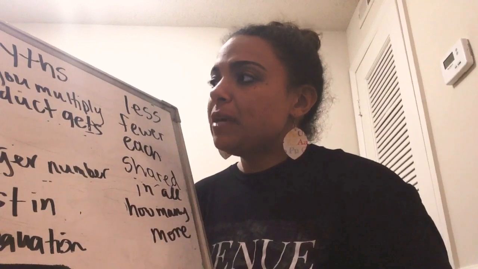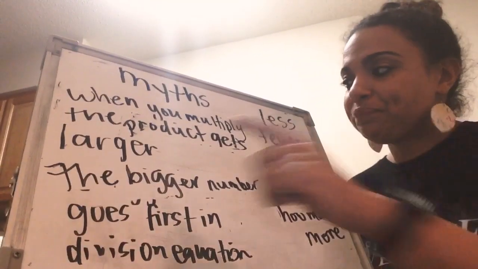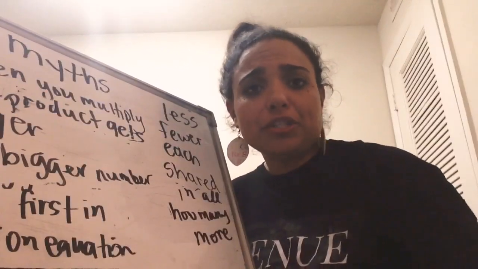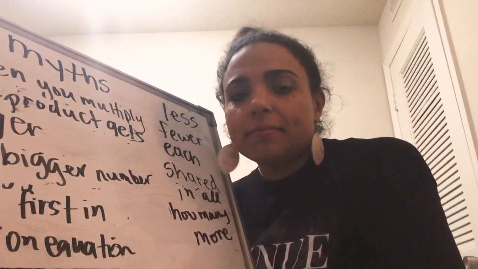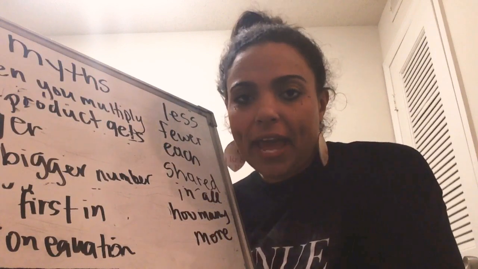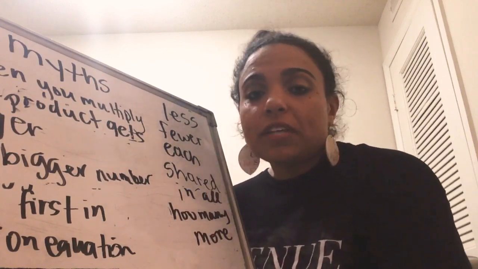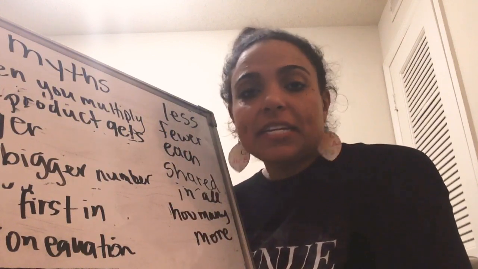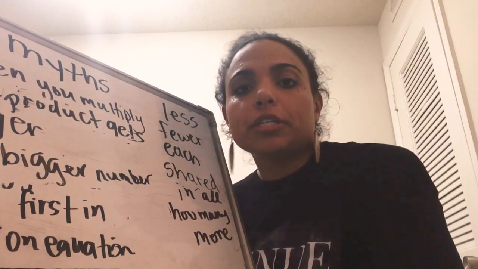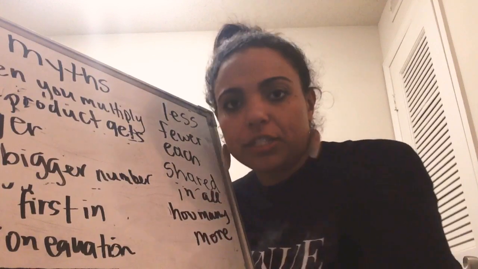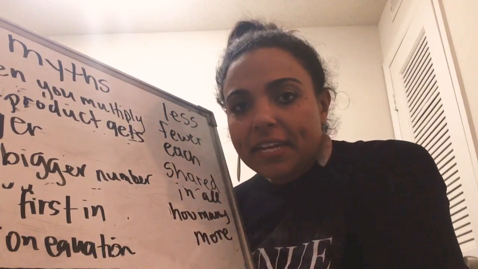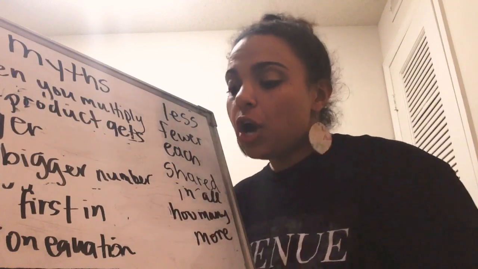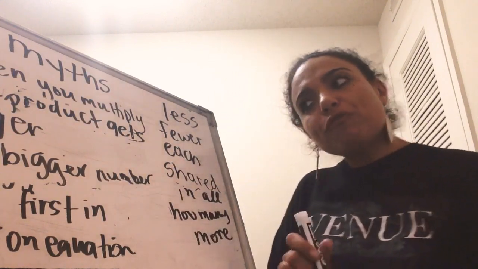And so the first myth is, when you multiply, the products get larger. Well, that is absolutely true in some cases. 7 times 4, the product is 28, the product is larger. 12 times 12 is 144, the product is larger. 14 times 7, the product is larger. 25 times 7, the product is larger. But what if it is 1/2 times 1/2? The product is not larger. 1/2 times 1/2 is 1/4.